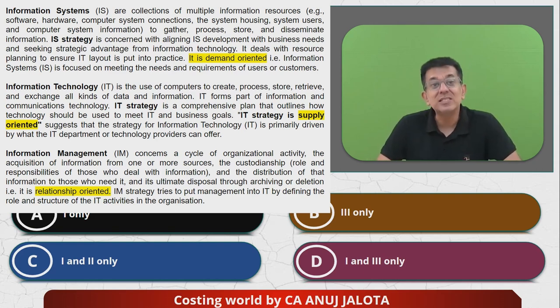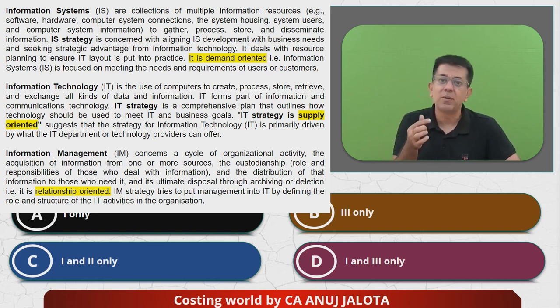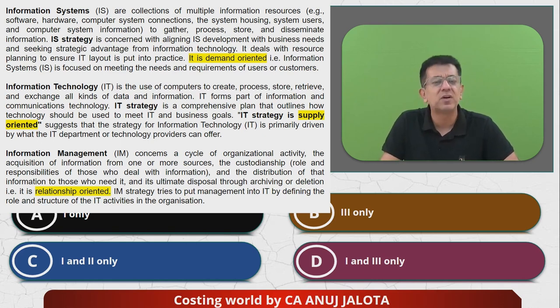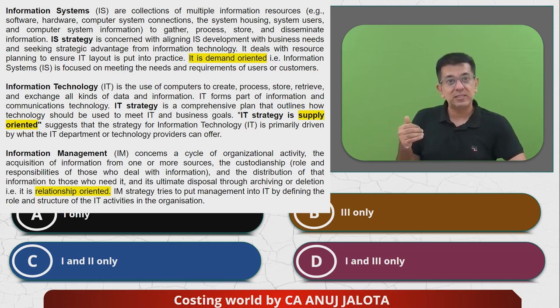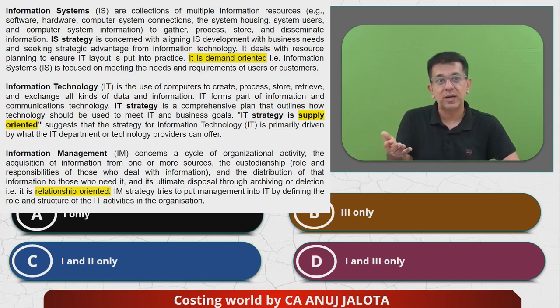IT strategy is supply oriented. Information technology usually is not developed by the company. It is there in the market, and you all use that kind of technology. Example, say the processor that I have is of 5 gigahertz, just an example. I'm going to be using exactly that particular thing. So it is supply oriented. It's there in the market, or at most your IT department knows about it, and you are going to be acquiring that technology.